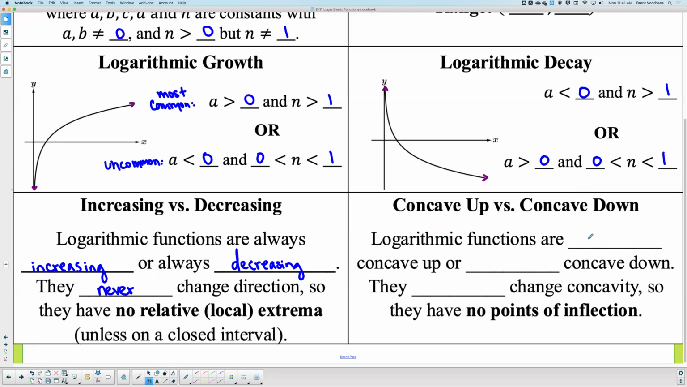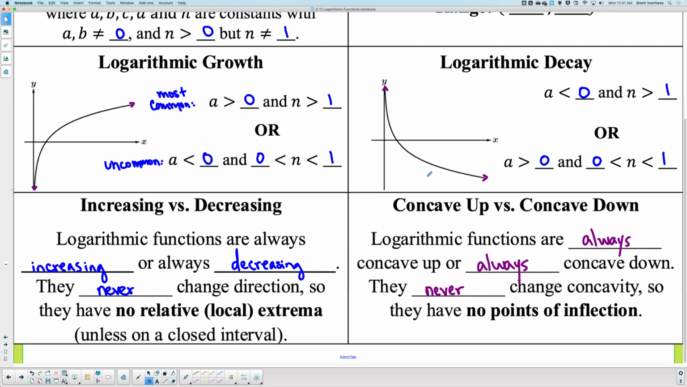Logarithmic functions are always concave up or always concave down, meaning they're always curving one direction. This one's curving downward, where this one would be curving upward. I know it's decreasing. It's a little tricky at first, but you can see that it's bending more and more, like it's trying to turn positive. They never change concavities. We never change directions. Because of that, you'd have no points of inflection, no inflection points. An inflection point means you're changing your concavity. You're changing which way your graph is curving.